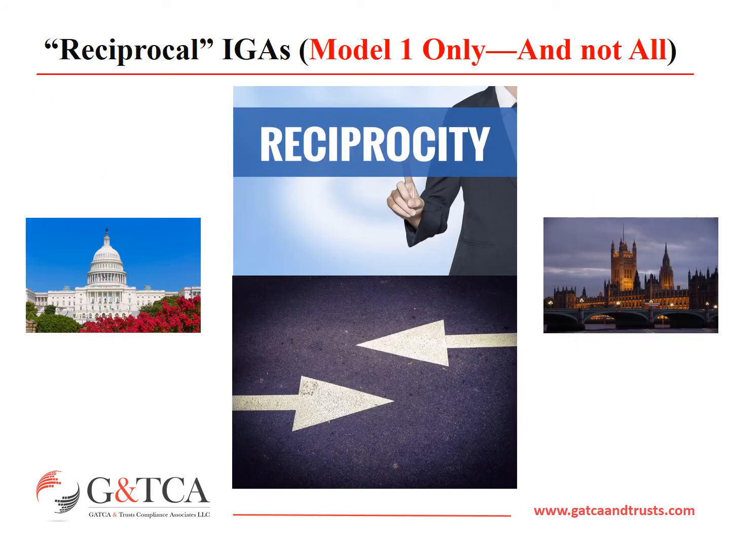Another important aspect of IGAs, at least with respect to Model 1 IGAs, is that they can be so-called reciprocal. Under a so-called reciprocal Model 1 IGA, the US agrees to send the reciprocal partner country information about its tax residents who have accounts at US financial institutions.